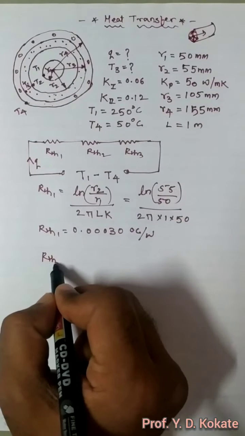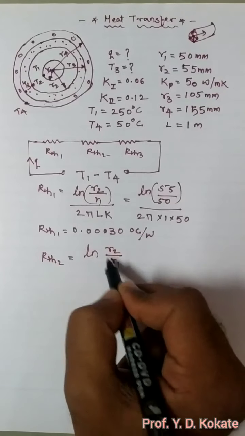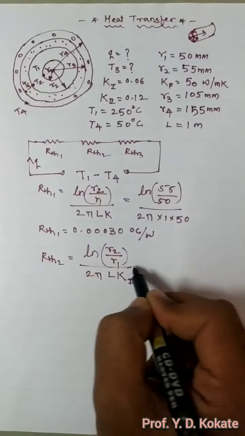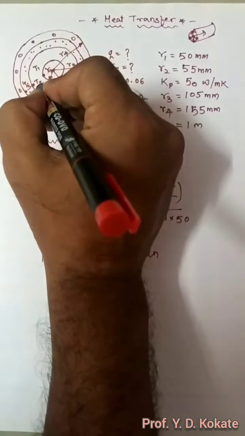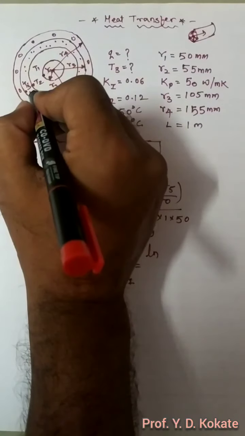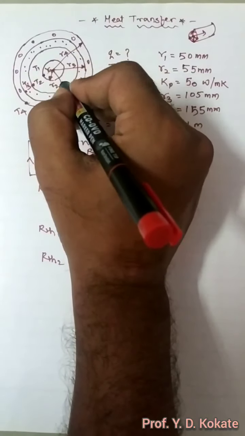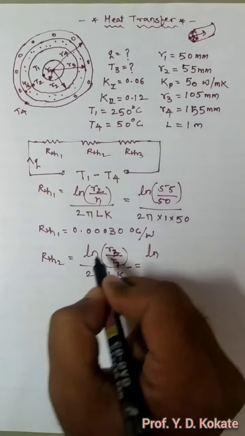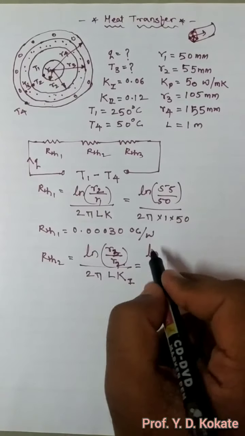Now the second resistance is offered by the first insulation. So that is RTH2. Again it is in the radial direction, so ln of R2 upon R1 divided by 2 pi Lk, where this is K of insulation first. Sorry, here R2 and R1 were for the pipe. And this we are finding for the first insulation. So for that, what are the radii? R3 and R2. So this will be replaced by ln of R3 upon R2 divided by 2 pi Lk.